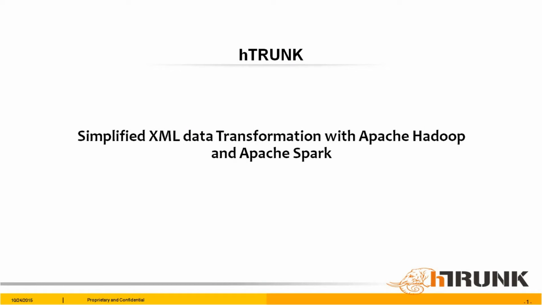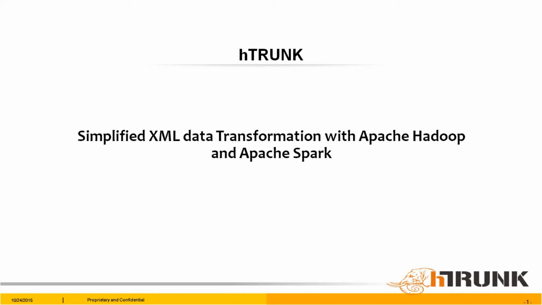Hello everyone. Today, let us see how to efficiently transform or process XML data with Apache Hadoop and Apache Spark using hTRUNK. hTRUNK uses XPath with Spark to convert the XML to structured format, or row-column format for processing. The metadata entered helps us to create columns out of XML structure. These columns can then be used in the further components like any other structured input.